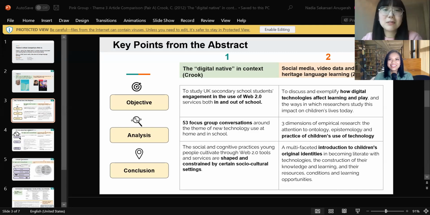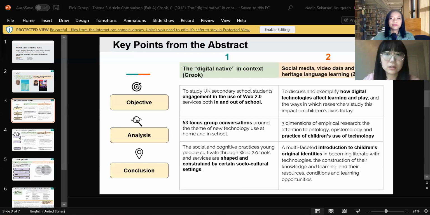Okay, classmates. So we can see the differences between the two articles from the abstract. Firstly, the digital native in context focuses on the UK secondary school students aged 13 and 15 and their use of Web 2.0 services both in and out of school. And I mean, Web 2.0 is absolutely an important conception in this article in that it suggests the idea of step change.